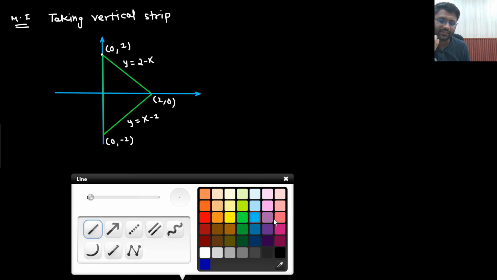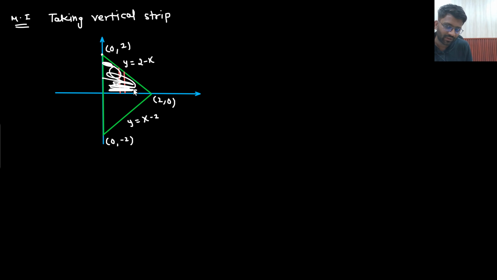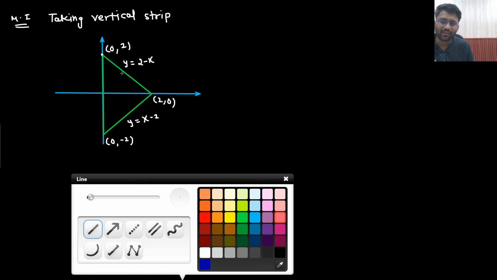Right? So what I would do is take a vertical strip in a manner that it should cover the whole region bounded. From here to here I will take the limit, a complete vertical strip. Someone would have taken the strip in this manner, some would have taken it in that manner. Now if you move the strip, then only this much area it would cover. So we need to take the whole scenario, no?